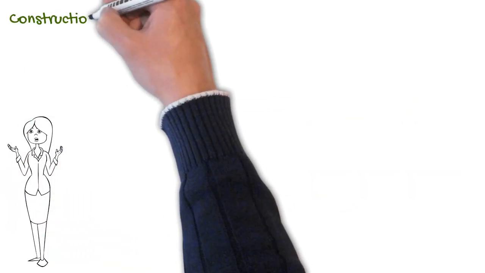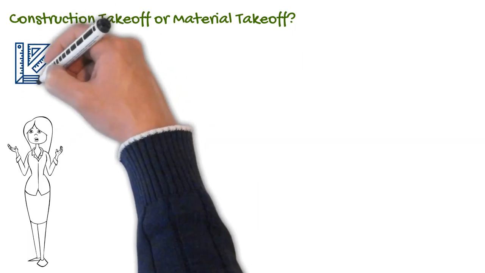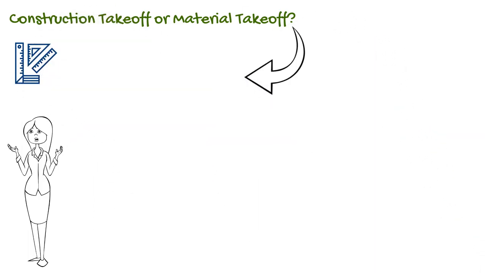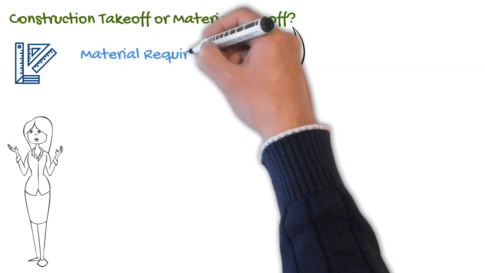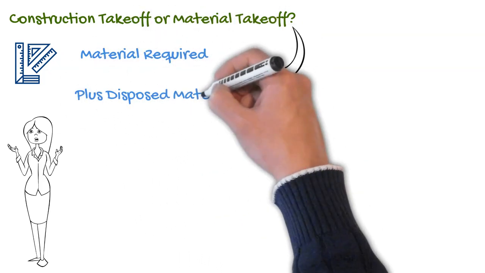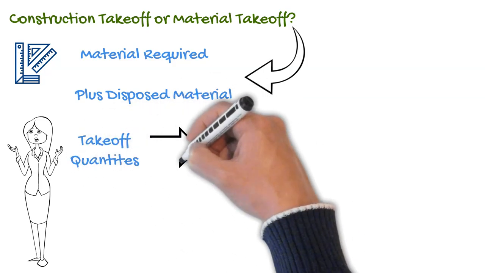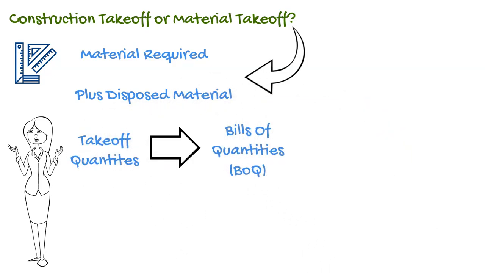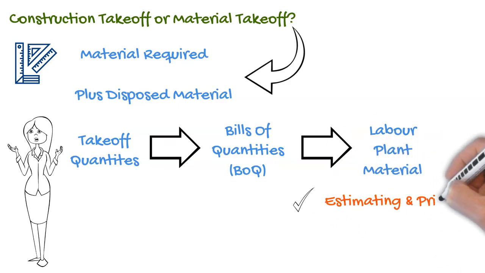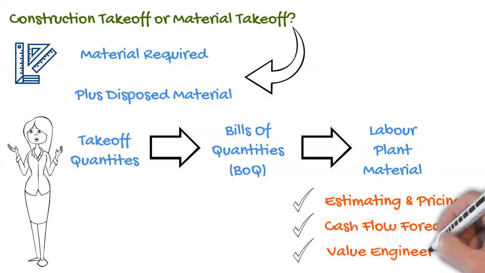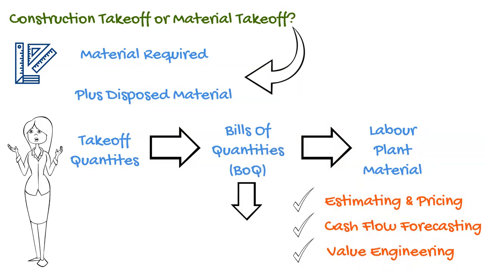You'll often hear people refer to a construction takeoff as a material takeoff. The reason for this is because one of the main purposes of a takeoff is to determine the material required to complete a construction project, in addition to the amount of material requiring disposal. These quantities are then used to form something called a bill of quantities, or BOQ for short. Items in the BOQ are then linked to rates which cover the labour, plant, and material costs required to carry out the works. Breaking down a project in this way allows for the price to be broken down into key elements, enabling effective estimating, pricing, cash flow forecasting, and any value engineering to take place. A link to one of our videos detailing bills of quantities can be found in the description of this video.